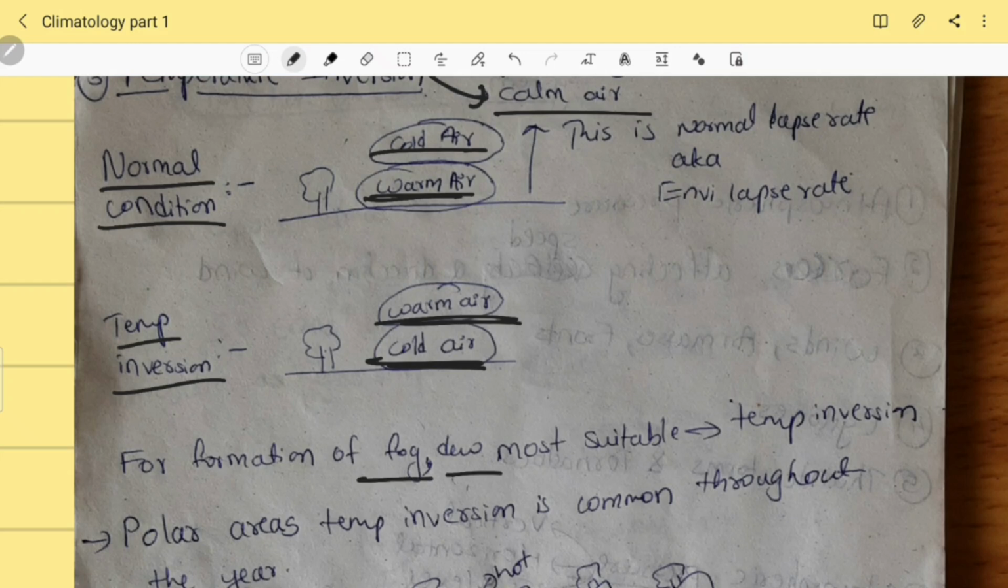What is fog? You might have seen in the winter mornings, you feel like clouds are on the earth. That's fog. Dew is what? You can see tiny droplets of water on the leaves in the morning. That is dew. If these things need to be formed, then temperature inversion is a must.